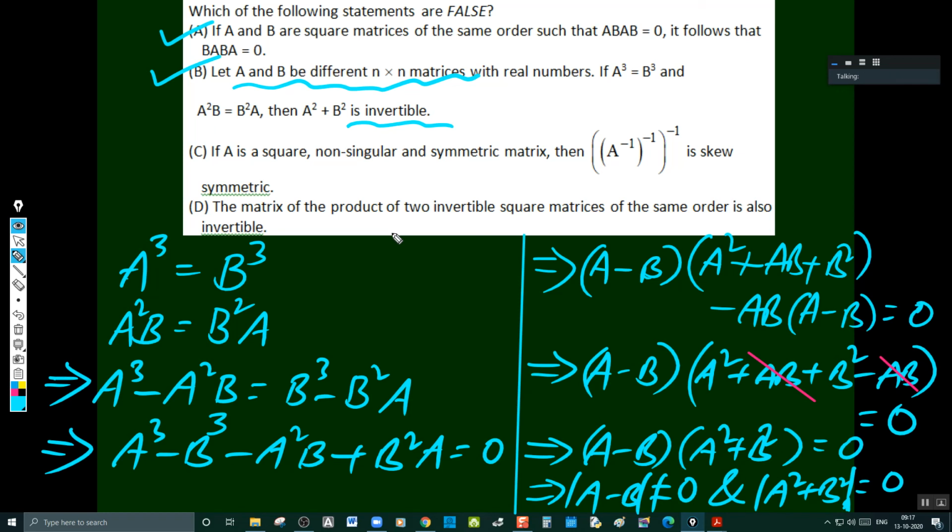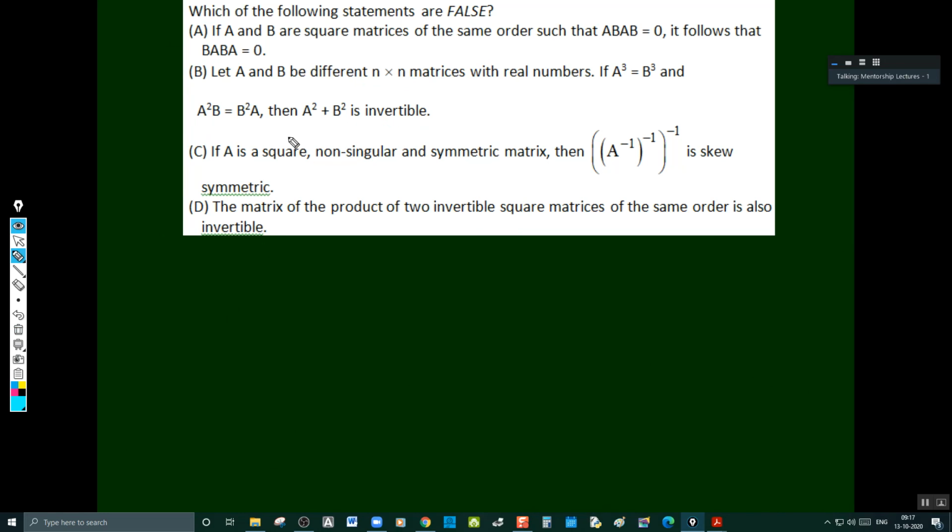What about B, please? Anyone, do you have any doubt in the proof of this? Option B. No, sir. The statement is wrong, so I'm erasing this. Okay. Let us see D here. The product of two invertible square matrices of the same order is also invertible. This is correct only.